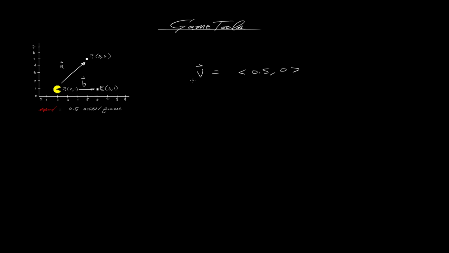Now that we have this piece of information, we can apply it to Pac-Man's current position in order to get our new position for this frame. So our new position, which we'll call PF for position final, is going to be our current position plus the velocity that we're interested in for this frame. So that's our current position, which is (2, 1), plus the new vector that we just found, which is (0.5, 0), which gives us a final position of (2.5, 1).